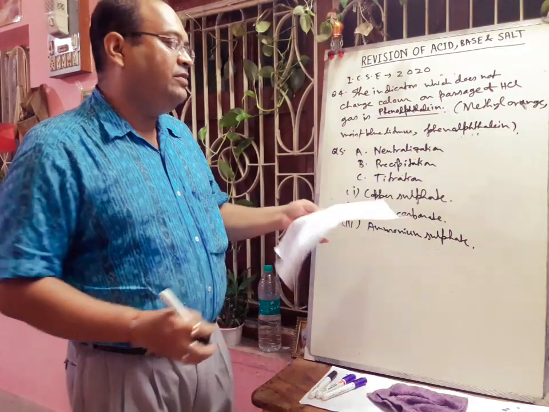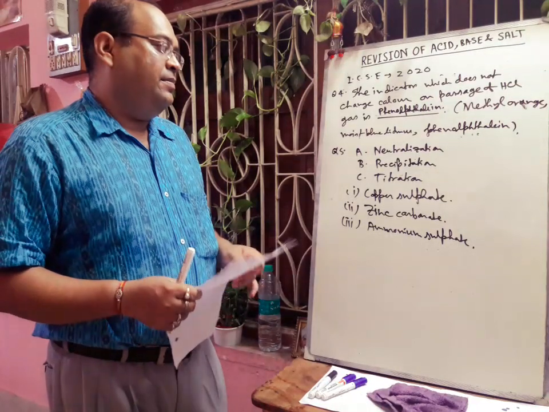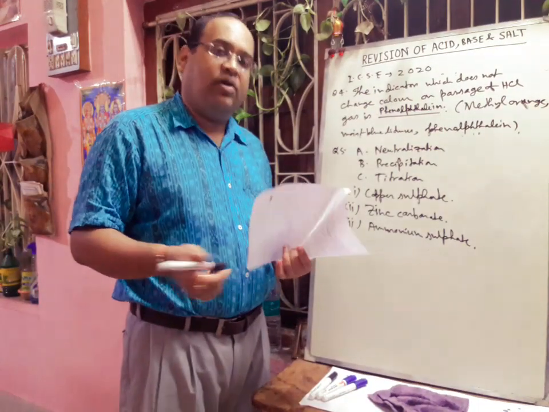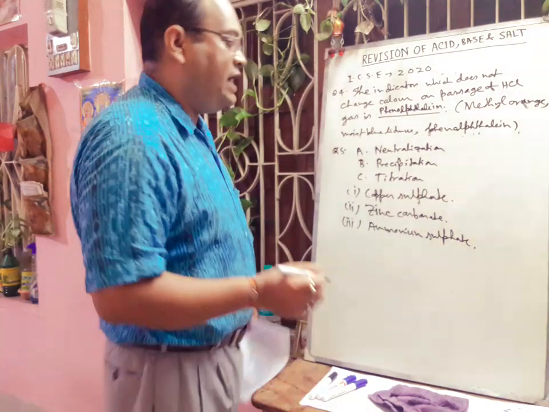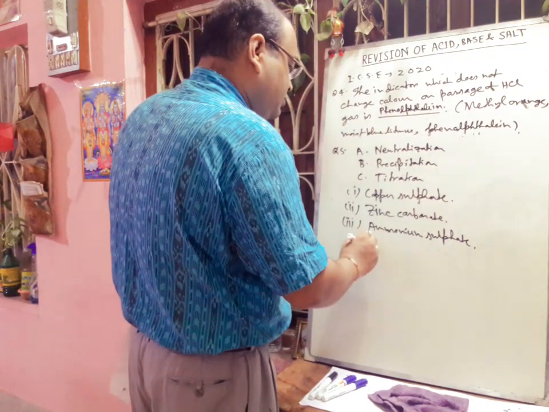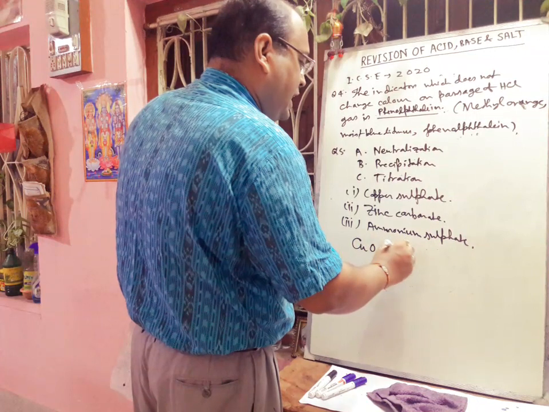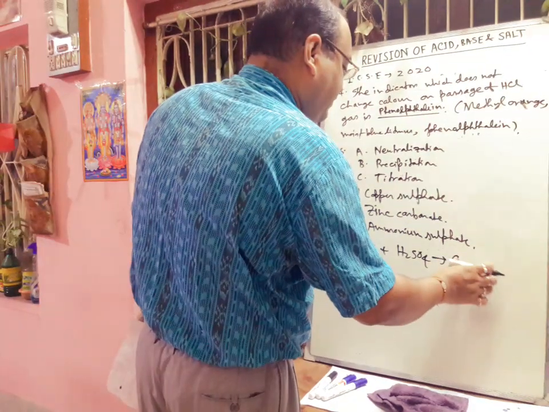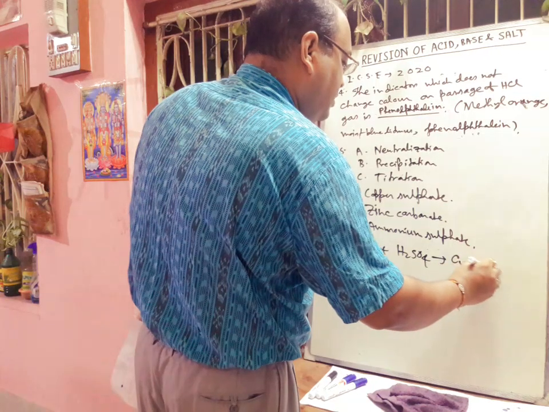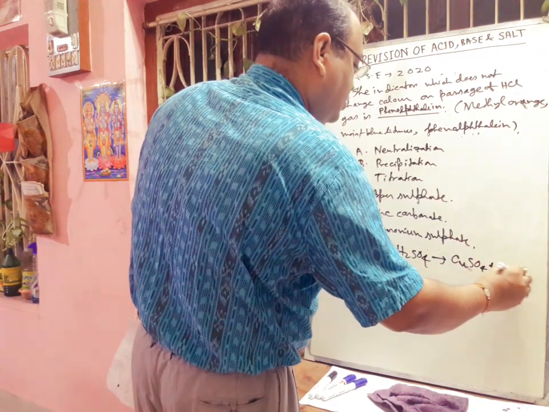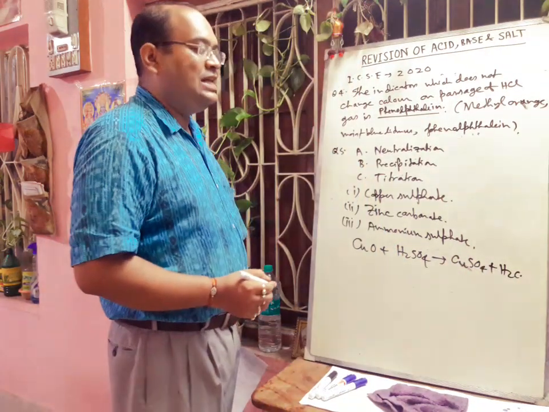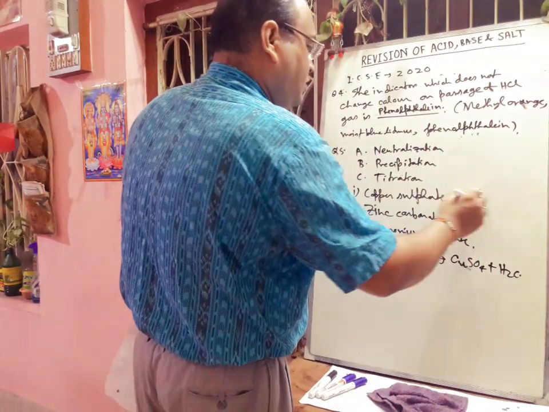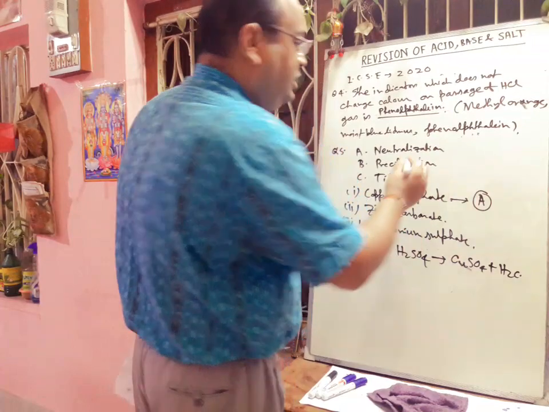Copper sulfate we can prepare by the neutralization method. We can take copper oxide or copper hydroxide. Suppose we take copper oxide and add dilute sulfuric acid, then there will be formation of copper sulfate plus water. So this is the neutralization method, and the answer is A, neutralization.